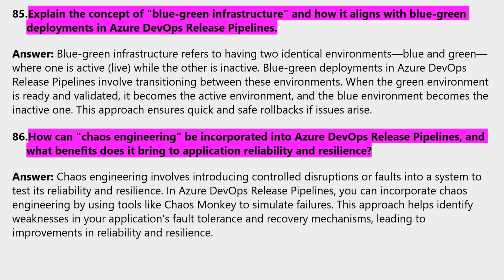How can chaos engineering be incorporated into Azure DevOps release pipelines, and what benefits does it bring to application reliability and resilience? Answer: chaos engineering involves introducing controlled disruptions or faults into a system to test its reliability and resilience. In Azure DevOps release pipelines, you can incorporate chaos engineering by using tools like Chaos Monkey to simulate failures. This approach helps identify weaknesses in your application's fault tolerance and recovery mechanisms, leading to improvements in reliability and resilience.